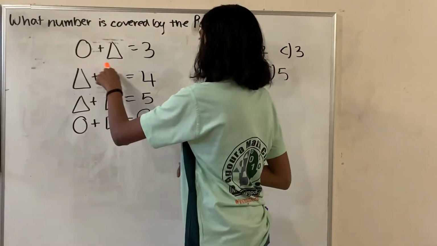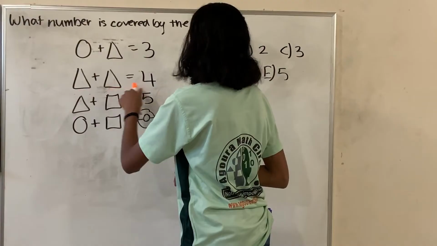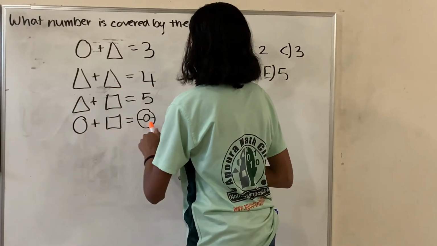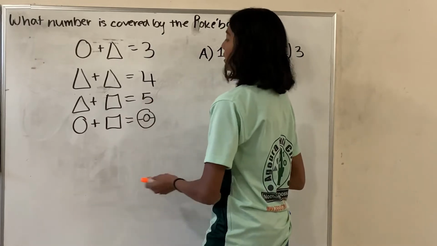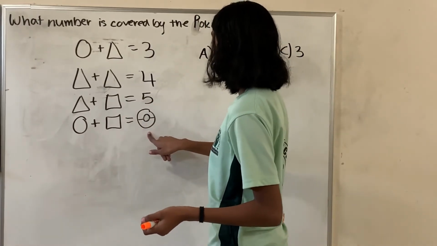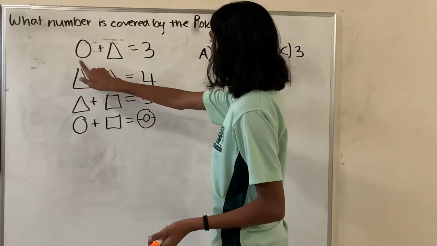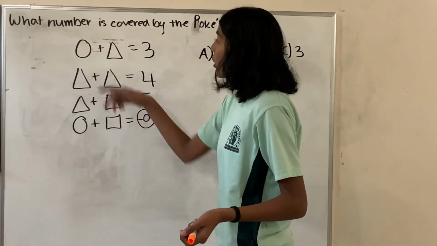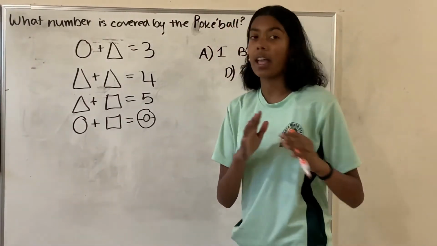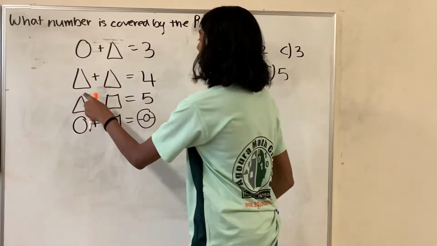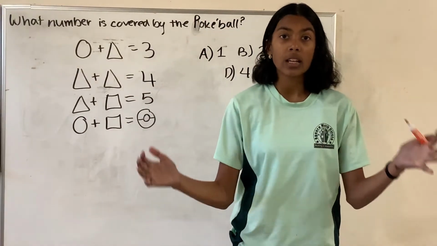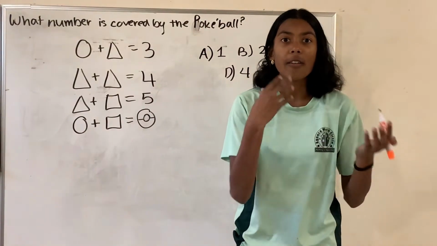We have circle plus triangle is 3, triangle plus triangle is 4, triangle plus square is 5, circle plus square is Pokeball. So we want to figure out what circle and square is to figure out what's hidden behind the Pokeball. So we're going to use these two. But we can't figure out what circle and square is without knowing what triangle is. And one amazing thing they gave us was triangle plus triangle equals 4. That means something plus something, put them together, you get 4.